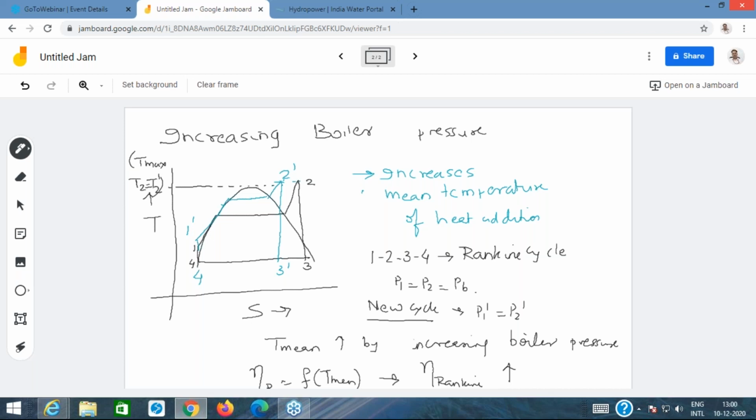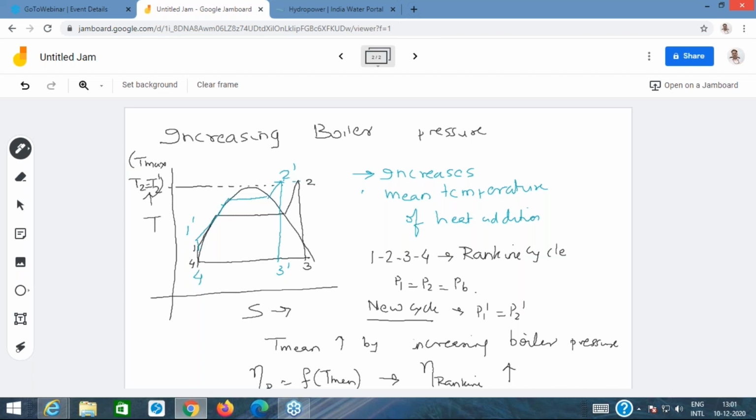So the desirable thing is that this 3 dash has to be closer to this vapor dome. So by simply increasing the boiler pressure, though we achieve increasing the mean temperature, that maximum temperature is constrained by the dryness fraction at the exit of the turbine. So we need to ensure that along with the increasing boiler pressure, the steam should be sufficiently dry and closer to the vapor dome.